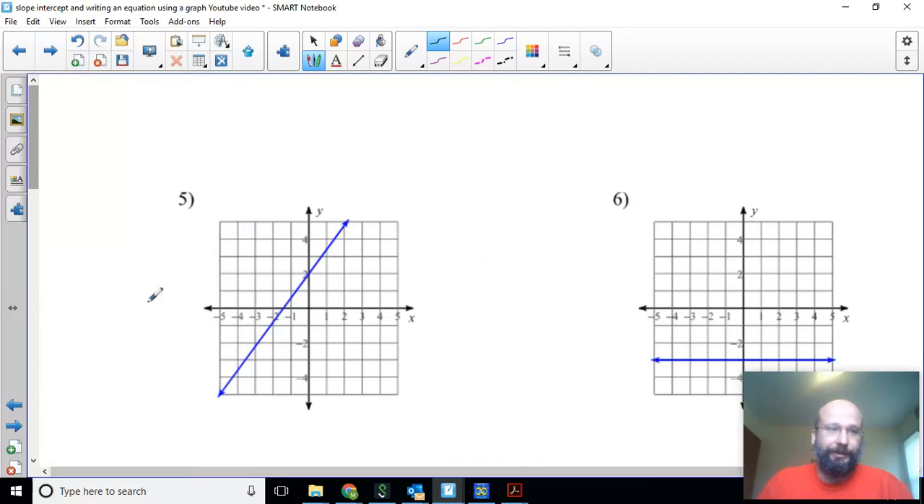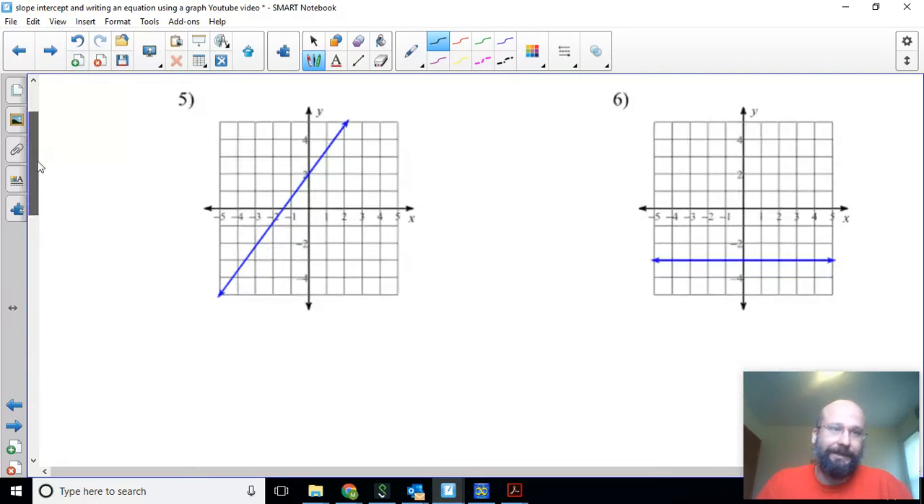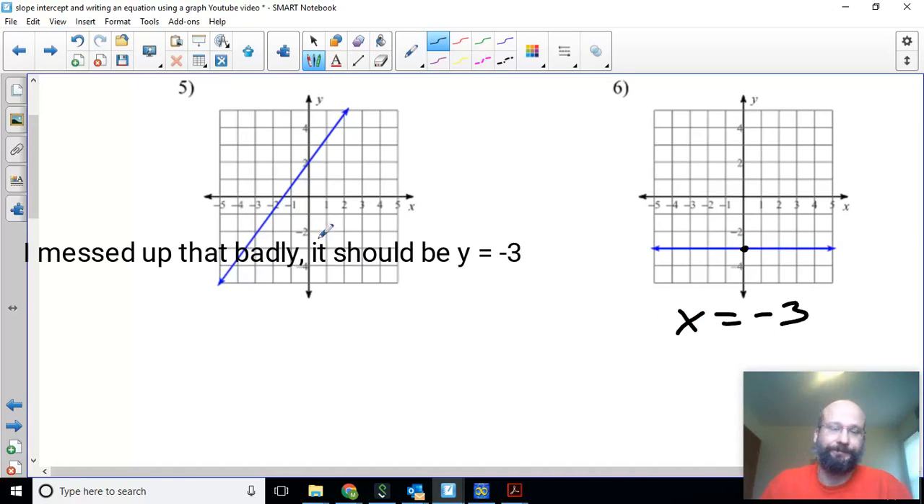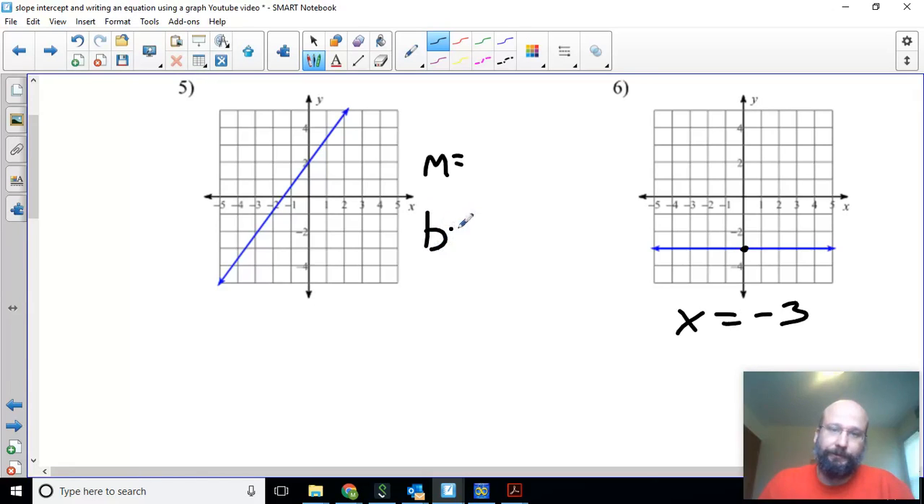All right. So this one down here, I'll do, keep in mind. We're going to look for our slope, and we're going to look for our b. So where does it cross the y-intercept? It crosses right here at 3. I mean at 2. This one is a 2. And then our slope, we're going to pick another point.